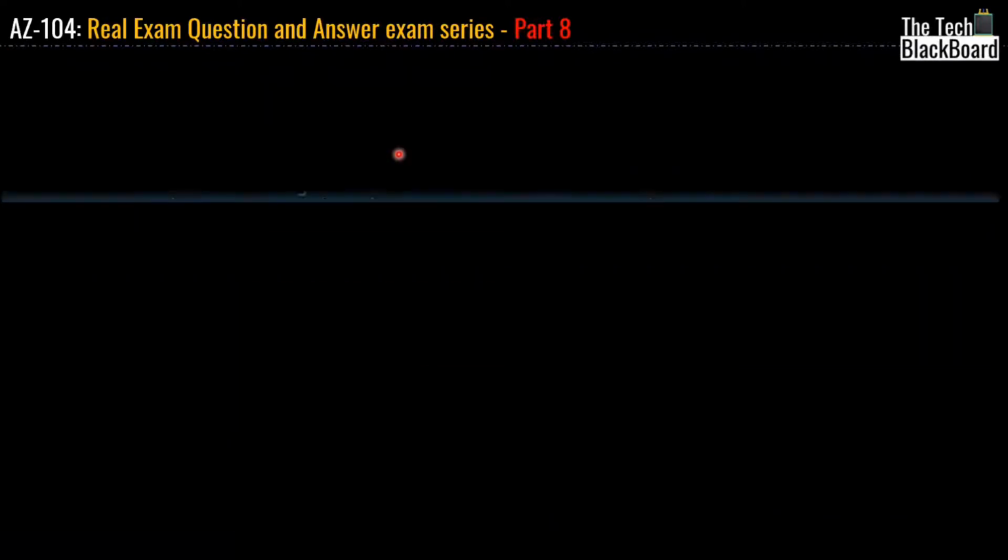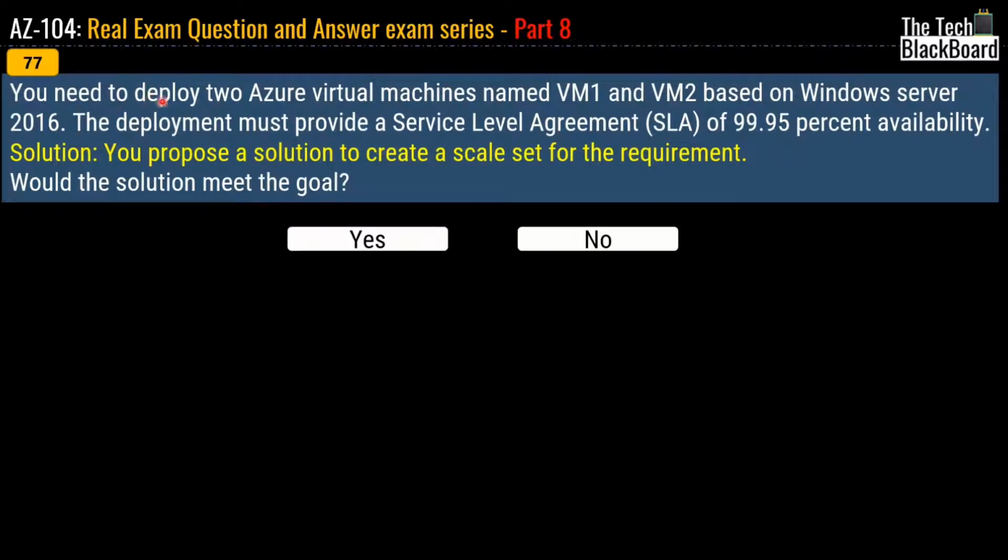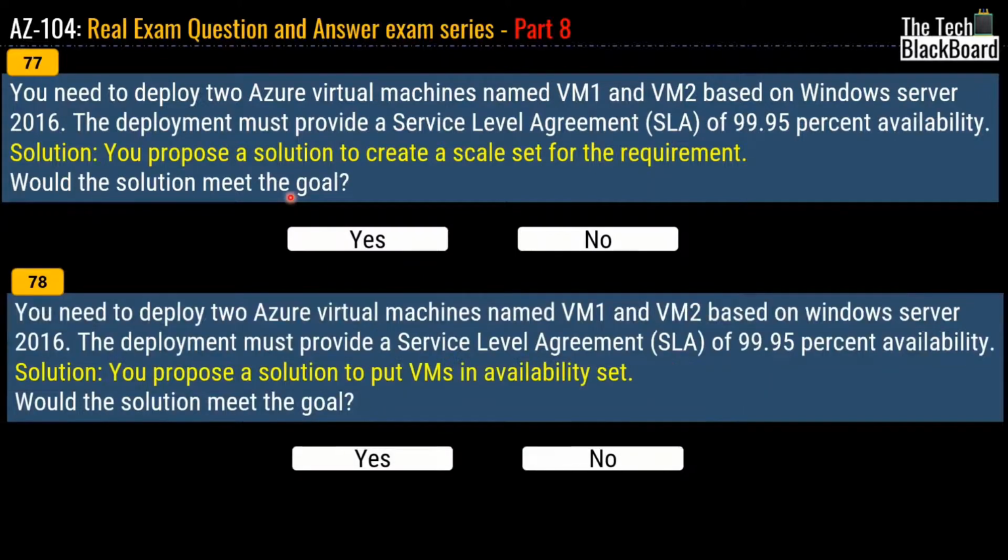Now let's check out question number 77. It says that you need to deploy 2 Azure virtual machines named VM1 and VM2 based on Windows Server 2016. The deployment must provide a service level agreement, or SLA, of 99.95% availability. The solution given here is that you propose a solution to create a scale set for the requirement. Does this meet the goal? Before jumping to the answer, let's see one more variation of the same question. This one is presented in question number 78.